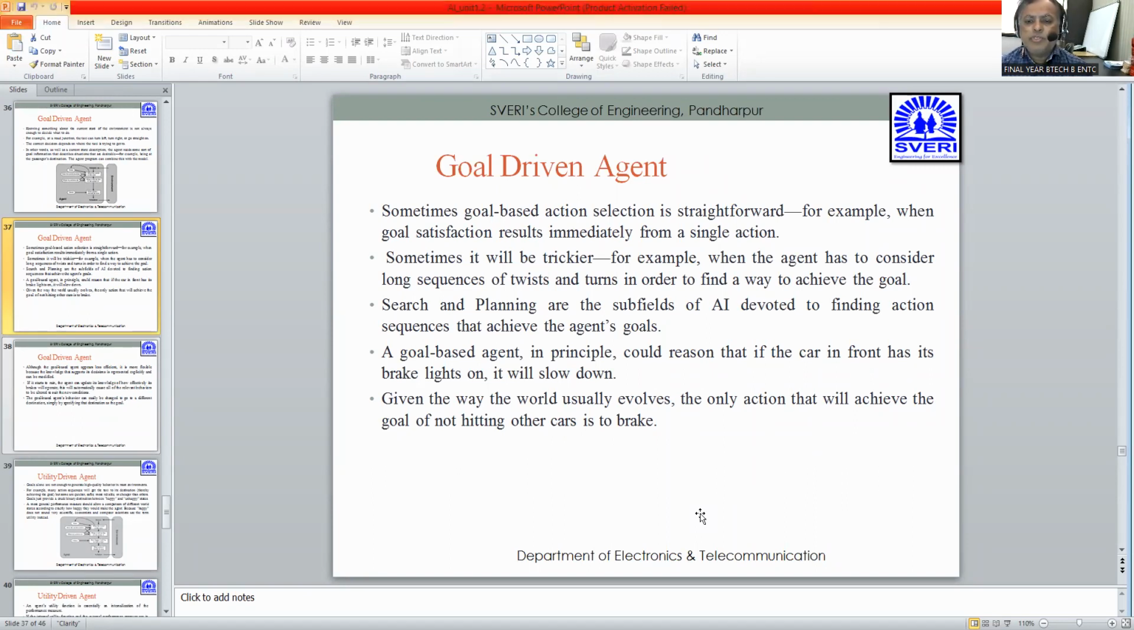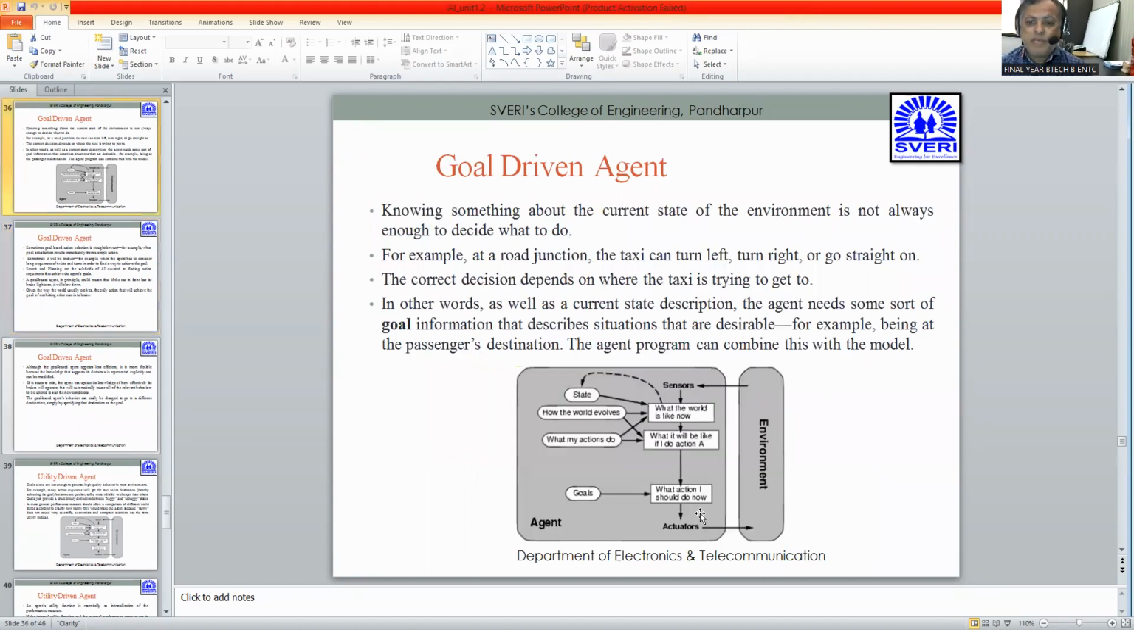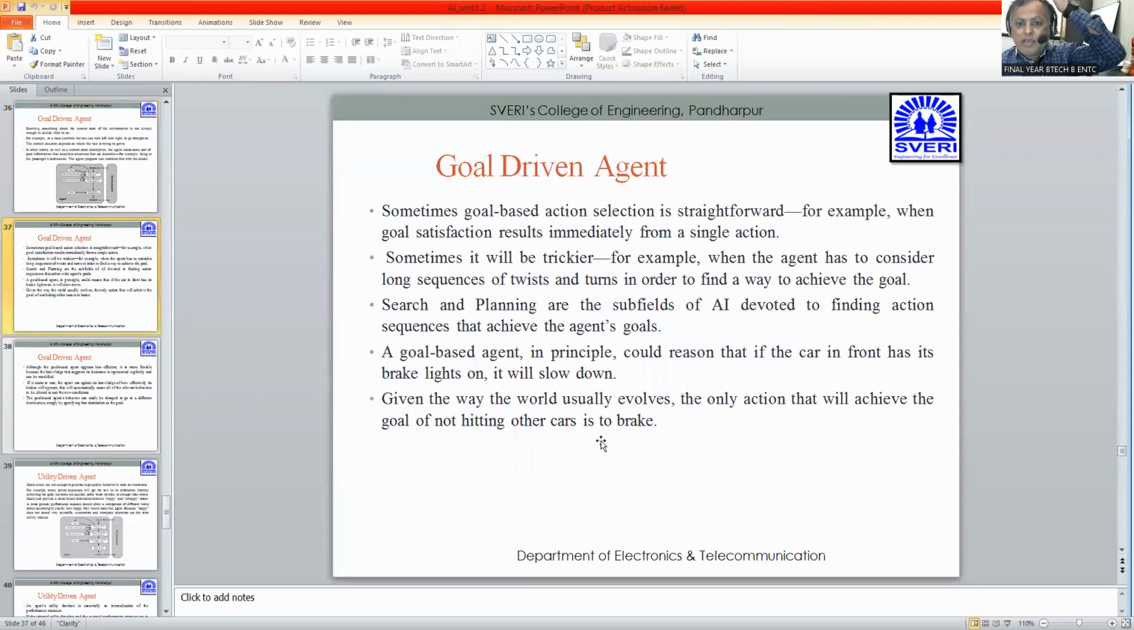Given the way the world usually evolves, the only action that will achieve the goal of not hitting other cars is to brake. So obviously, what the knowledge, look at this, this is how the world evolves. In how the world evolves, the basic information is that by braking I will not hit the car in front. That is the information it has. So given the way the world usually evolves, the only action that will achieve the goal of not hitting other cars is to brake. Is it right?